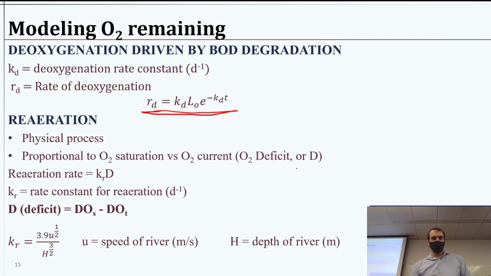So this oxygen deficit is going to be essentially that quantity that we're on a first order basis with. So the reaeration rate then is KR times that deficit. So KR is this reaeration rate constant, and per time, so this is first order. And we can define the deficit as the DO at saturation, we talked about this already, minus the current DO at time T.